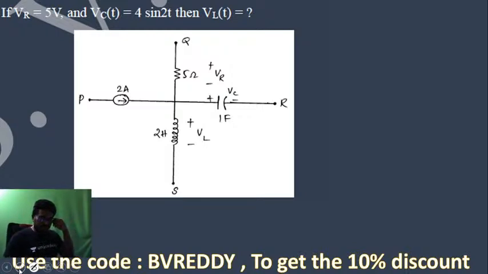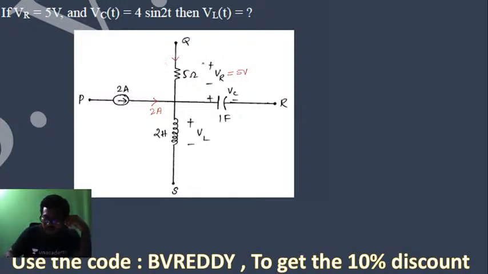Now see this another problem here. VR is given as 5. VC is given as 4 sin 2t. Then they ask to find the VL of t. Now see this here. This current they gave as 2 amperes. And how much is the VR? This is 5 volts. Now I can get this current here. How much is this current? This current is 1 ampere.